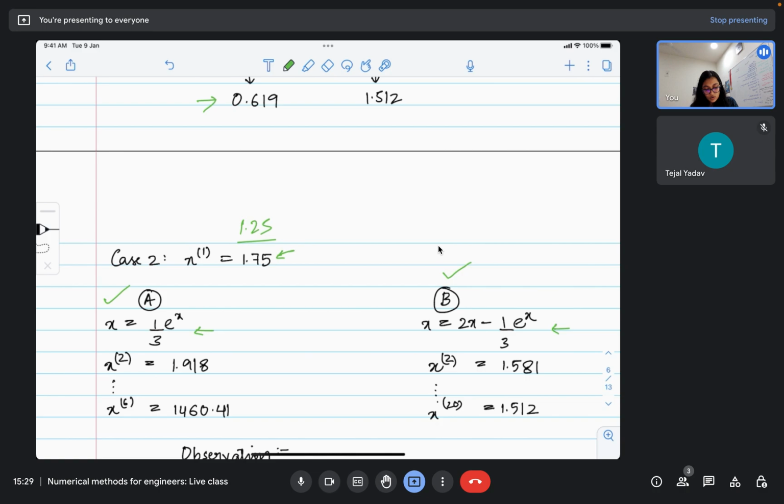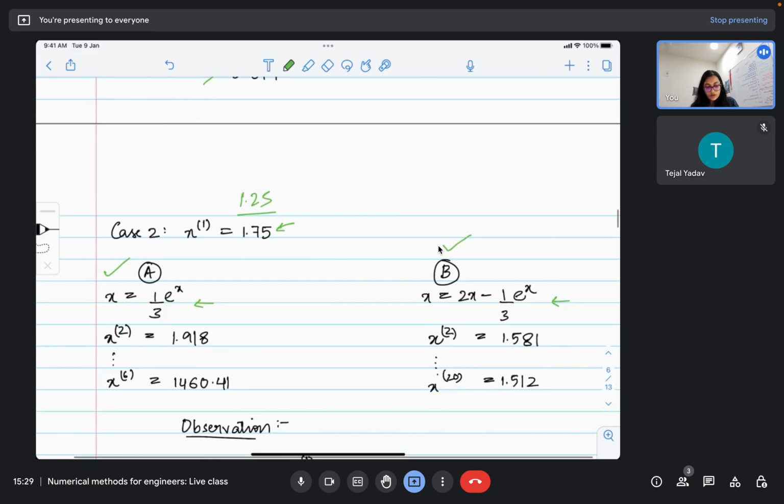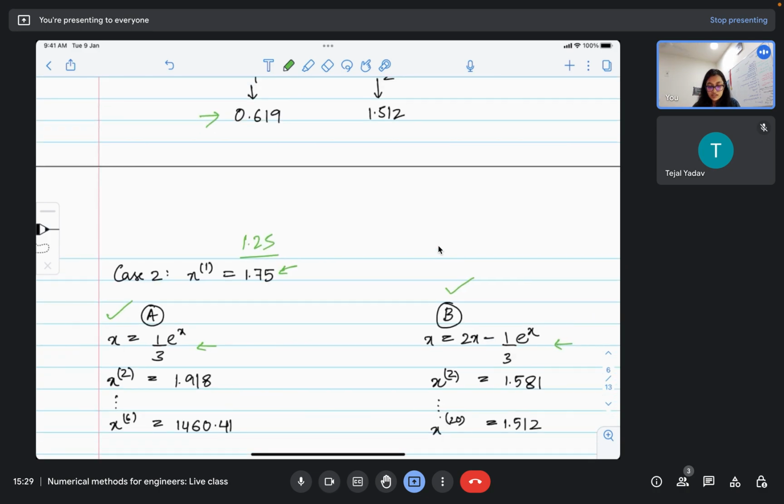So what are your observations, Tejal, on this? What is happening when the initial value is changed? What is happening in type A and type B? Any guesses? With respect to type B, we are getting to the solution, but with respect to type A, we are not able to reach root 1.